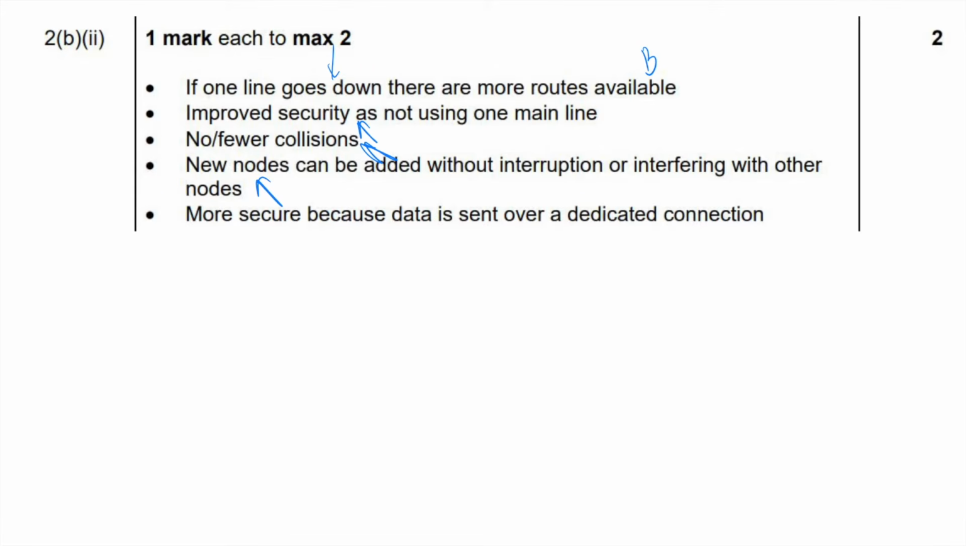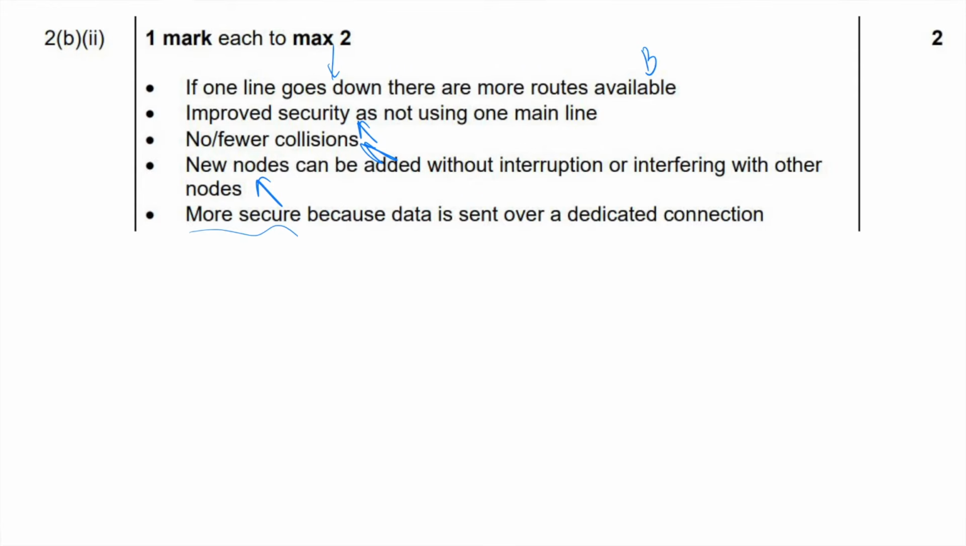Also, new nodes can be added without interruption or interfering with other nodes. I guess this is kind of true for bus topology as well, but potentially, if we're connecting to a bus, it could create some problems. But mesh networks are just known for being more scalable in general.